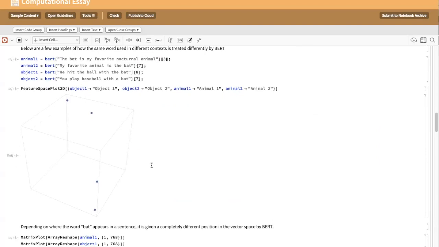And here, actually plotting the words in vector space, we're looking at the word bat here. Taking the sentence, the bat is my favorite nocturnal animal. In the other sentence, he hit the ball with the bat. Those are two completely different cases of the word bat. And if you hard code it, the machine might automatically assume that they mean the same thing. But here, this BERT algorithm has been trained to know the difference between those two. And we can see that the dots in vector space are in completely different areas.